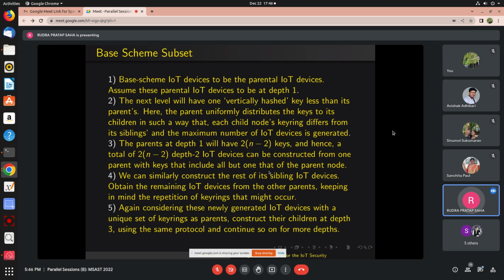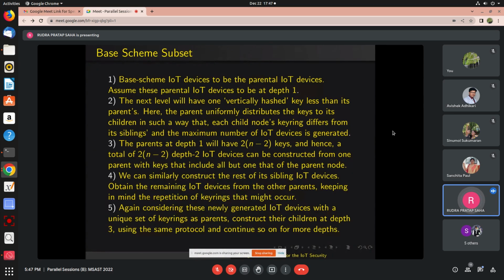So now here we construct the base scheme subset. In the base scheme, take an IoT device to be a parent, and assume that the parent IoT devices are in depth 1. At the next level we give one vertical hash key less than its parents. Here the parent uniformly distributes the keys to its children in such a way that each child node's keyring differs from its siblings, and the maximum number of IoT devices is generated.